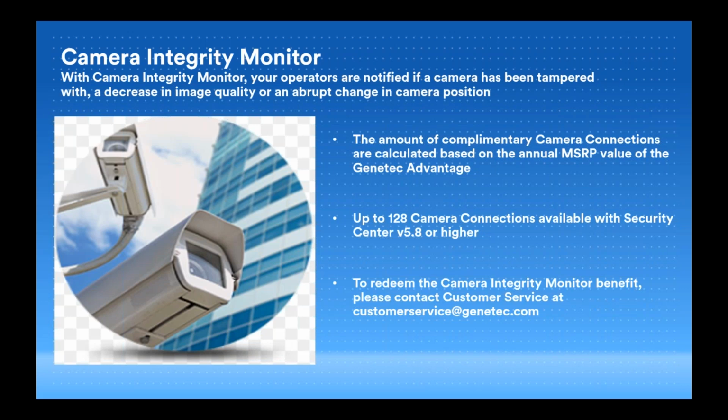The camera integrity monitor alerts the operators to camera tampering. So if there's a decrease in the image quality or an abrupt change in the camera position, the operator of the system will be alerted. For example, if there's a camera in an ATM vestibule and someone comes in and spray paints the camera, that automatically decreases the image quality, and so an alert is sent out to the operator.